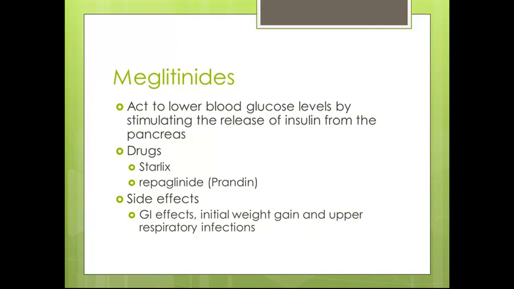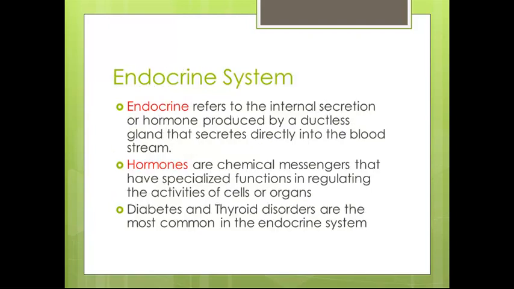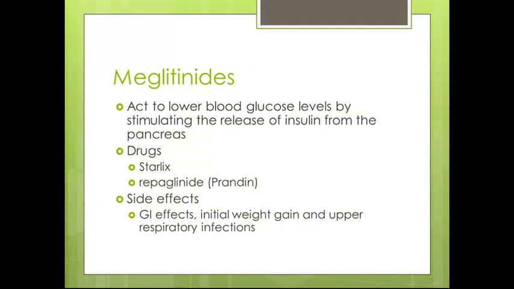Meglitinides act to lower blood glucose levels by stimulating the release of insulin from the pancreas. Drugs are Starlix and Prandin. Side effects: GI side effects, initial weight gain, and upper respiratory infections are common with this medication. These medications are not as widely prescribed, mainly because of the higher incidence of respiratory infection.